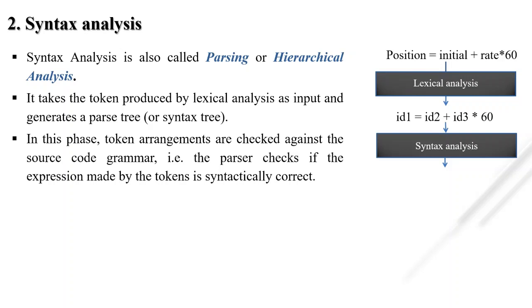So the syntax tree or parse tree for ID equal to ID plus ID into 60 looks like this. Here the third ID is multiplied by 60, then the whole answer is added to ID2, and the whole answer is assigned to ID1. So this phase basically generates a parse tree and detects syntax errors if any.